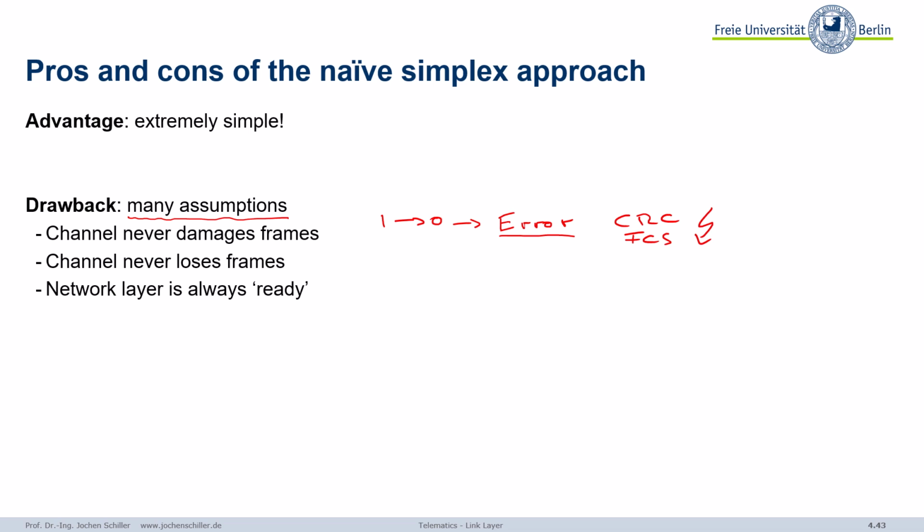But what happens in case of an error? We cannot handle it. Also, if we simply lose a frame somewhere, this could happen. We also assume that the higher layer on the side of B is always ready to receive something. Because we learned that as soon as data comes in, we simply forward the data to the higher layer. But what happens if this is not the case?